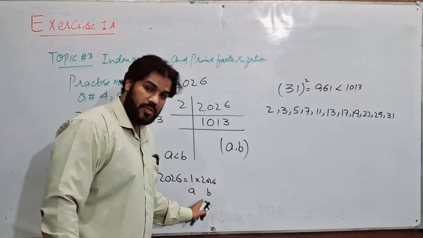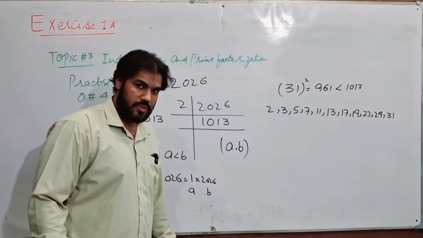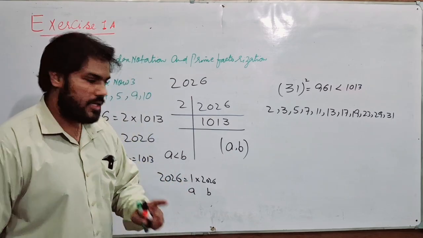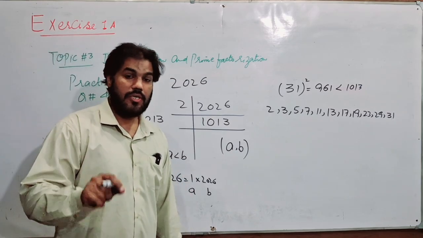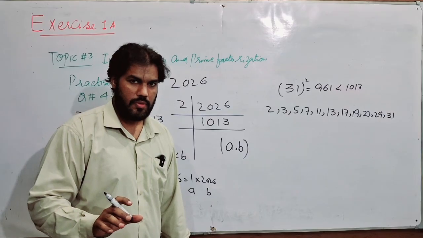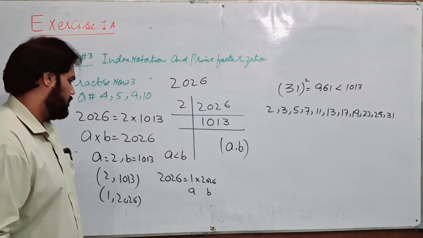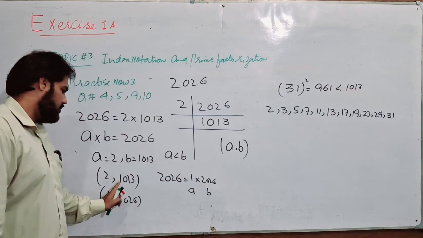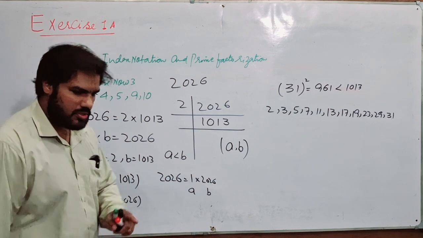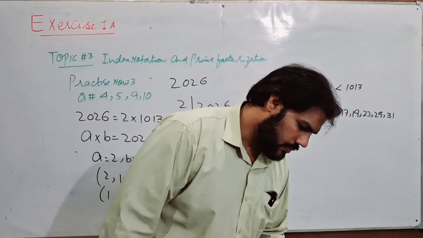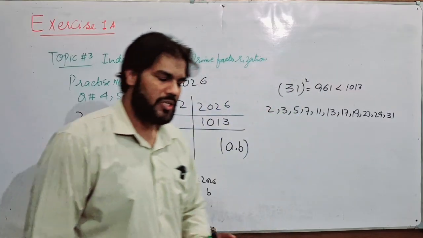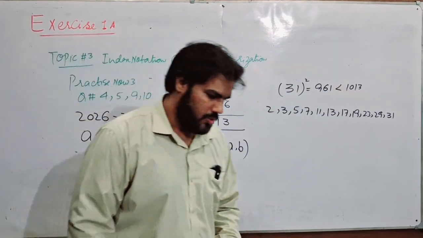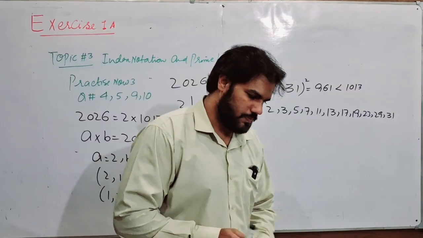Can we not take this pair? We can take this pair, obviously, because there is no condition that A and B are prime numbers. The condition is that A and B are whole numbers. If he says A and B should be prime and A less than B, then there is one possibility, 2 and 1013. But he says A and B are whole numbers. So we can take both pairs. So there are two answers to this question.